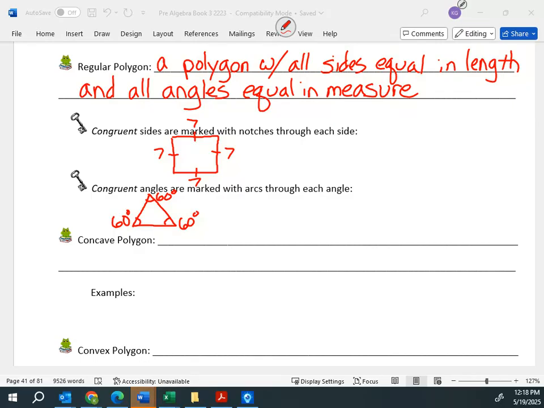So if it's an equilateral triangle, it's an equiangular triangle, all the angles are equal, and we can show that by our numbers, the measurement numbers, or those arcs being the same.